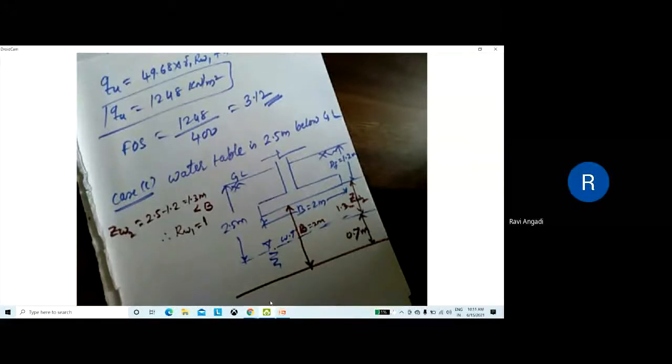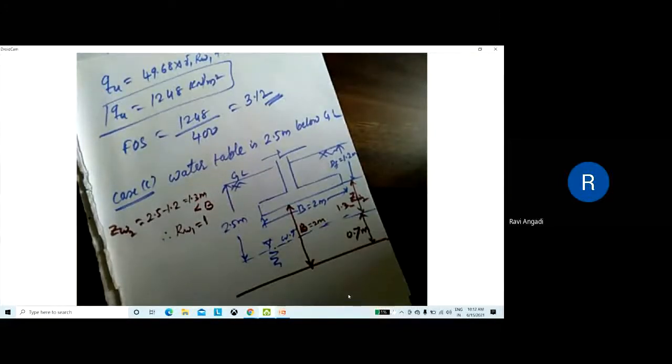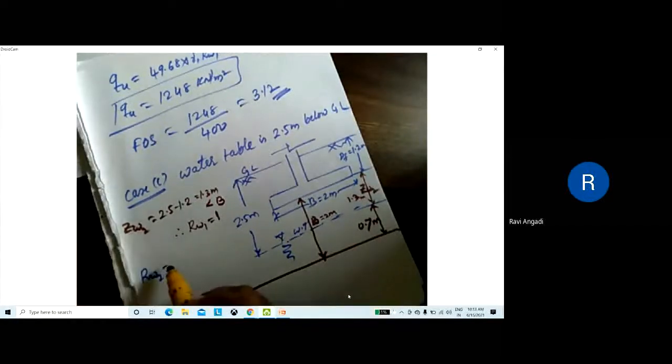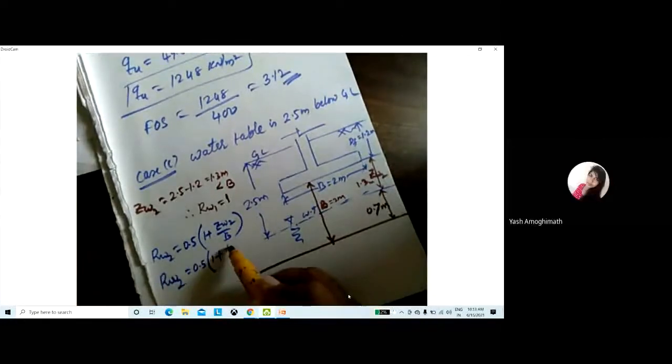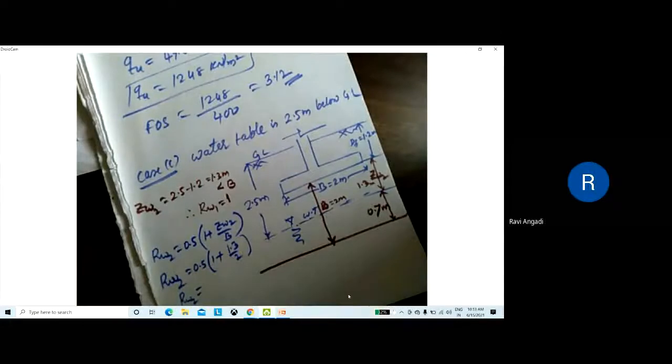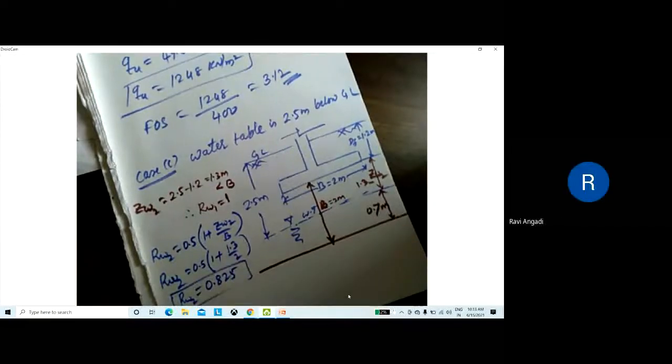Just a minute, solve this one. What is the value of RW2? RW2, it's 0.5 times 1 plus, what is the value? What is the answer, RW2? 0.96. Huh? Check this. 0.825. Okay.